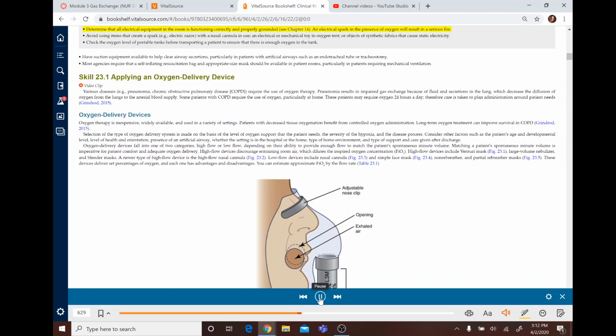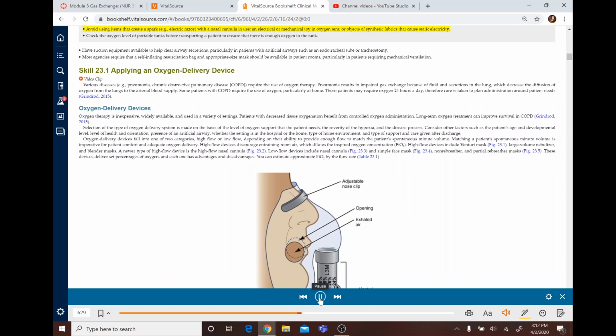Determine that all electrical equipment in the room is functioning correctly and properly grounded, see Chapter 14. An electrical spark in the presence of oxygen will result in a serious fire. Avoid using items that create a spark, for example an electric razor with a nasal cannula in use, an electrical or mechanical toy, an oxygen tent, or objects of synthetic fabrics that cause static electricity.